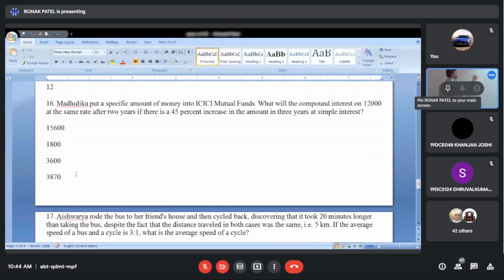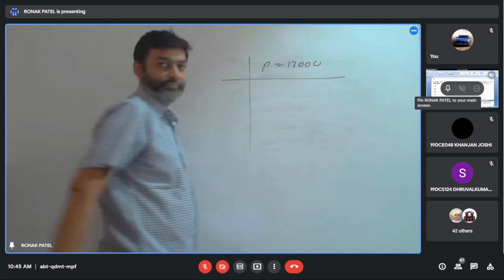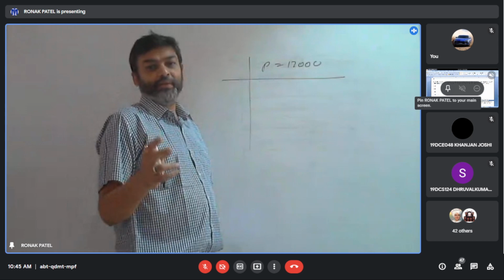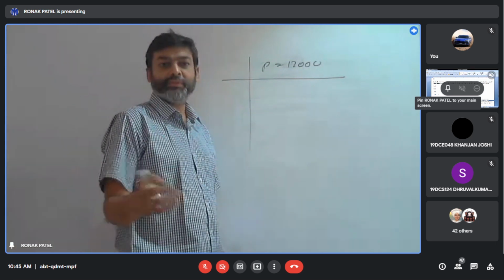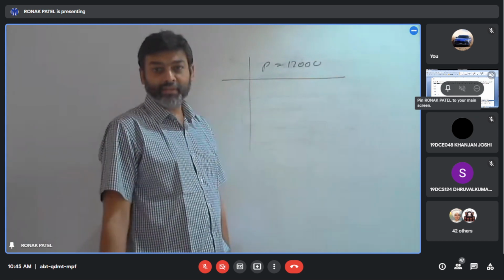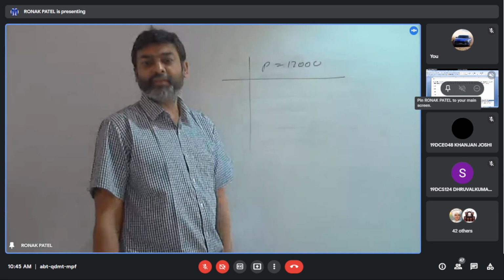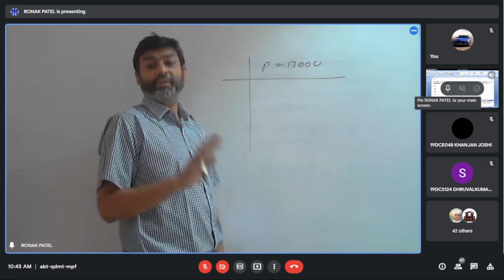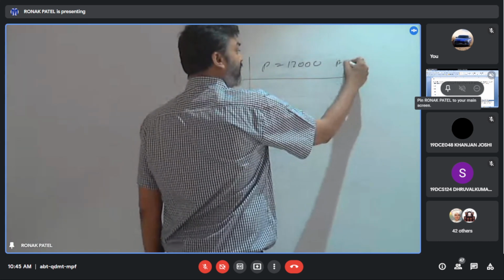Principal is 12,000, right? And it is written that you have to find out the amount of the compound interest. What will be the compound interest on 12,000 at the same rate after 2 years? If there is a 45% increase in the amount in 3 years at simple interest, that means 15% increase per year. I can say that because simple interest increases equally. That means the rate of interest is indirectly given as 15%.